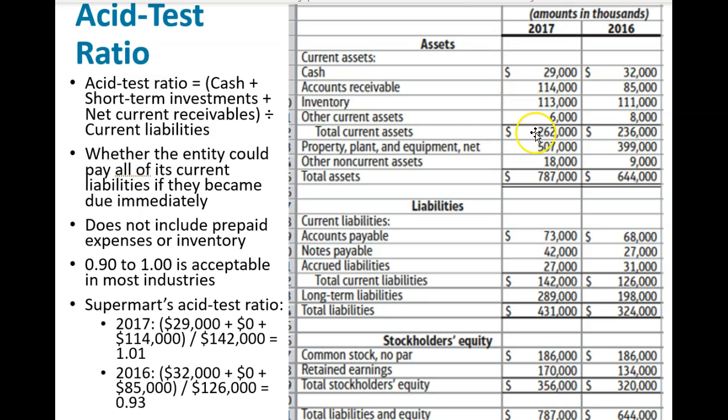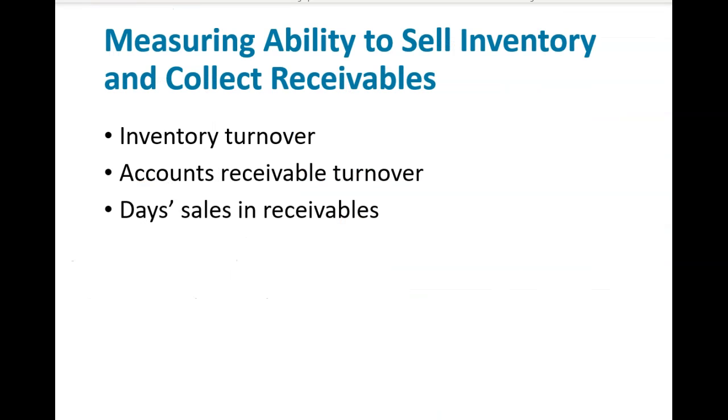So if we add up those two numbers, just cash and receivables, we've got 29,000 plus 114,000 divided by our current liabilities of 142,000. So 1.01. And they're telling us that 0.9 to 1.0 is acceptable in most industries. I think that's true. It does not include prepaid expenses or inventory, so it's just things that we can quickly turn into cash. So now, that looked at liquidity. Those three ratios were liquidity.